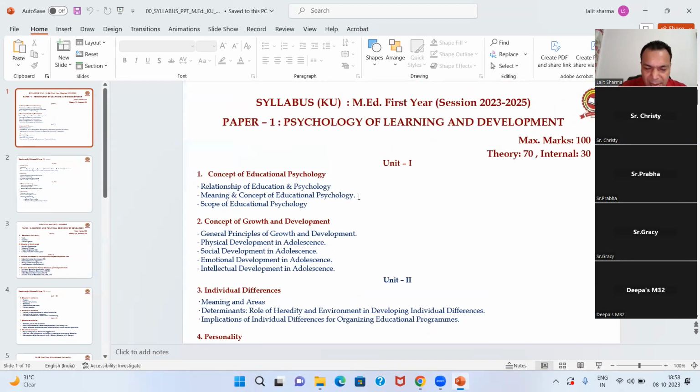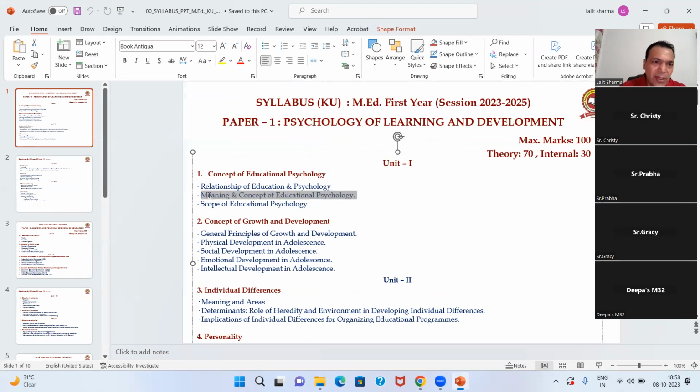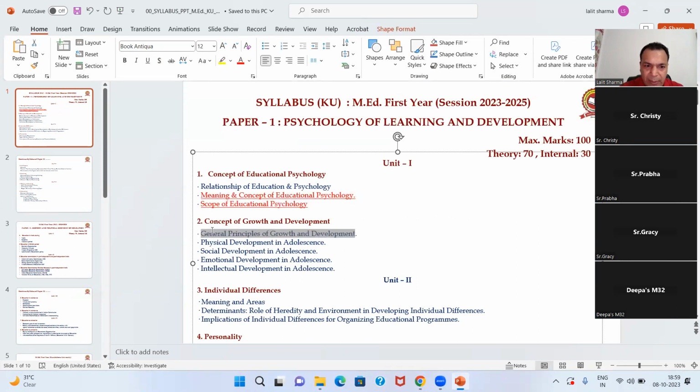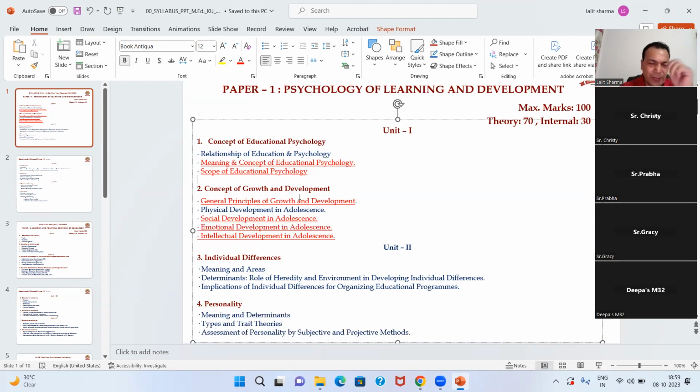Whatever we have discussed today, we will underline it and color it red. Meaning and concept of educational psychology, scope of educational psychology, then general principles of growth and development, and then social development and emotional development, cognitive development and intellectual. Physical we'll discuss next, right, guys? So this we are done with.